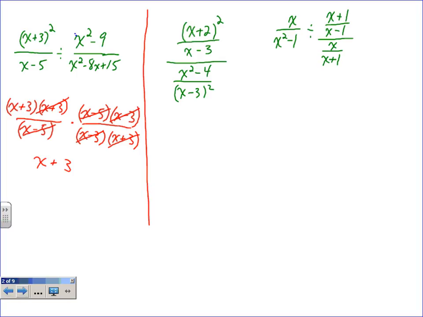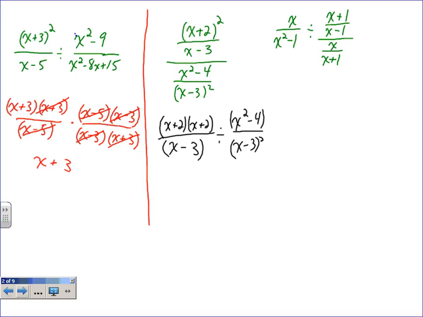The second problem is really another form of division. And what this says is, and I'm going to rewrite it, (x plus 2) squared over (x minus 3), I'll put that in parentheses, divided by (x squared minus 4) over (x minus 3) quantity squared. Because really that's what this first problem says, the top divided by the bottom.